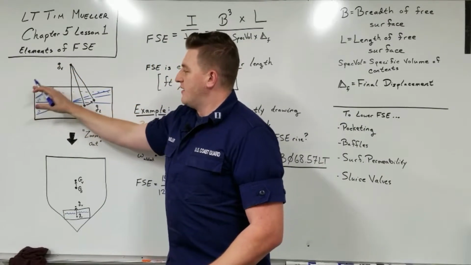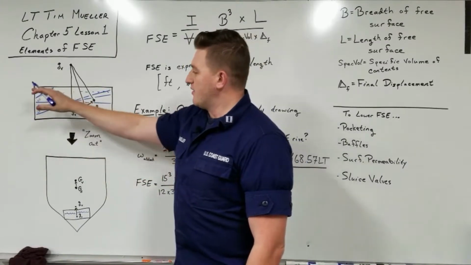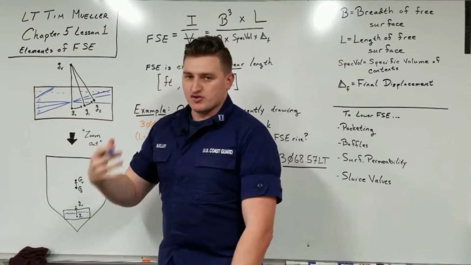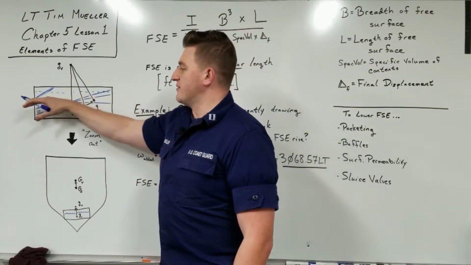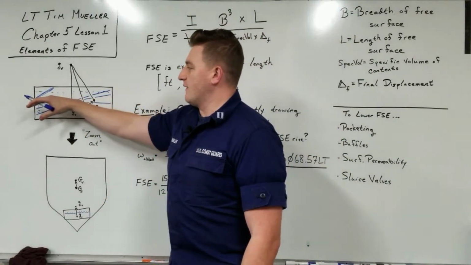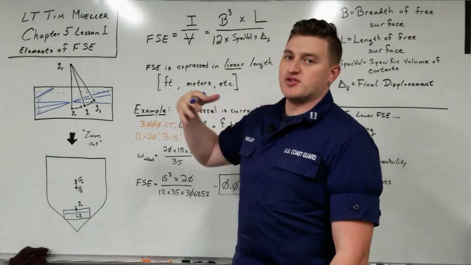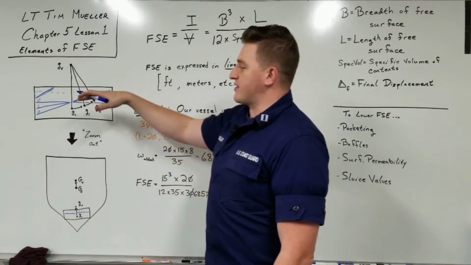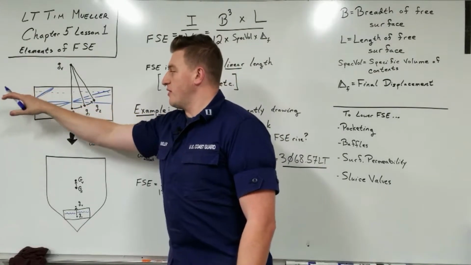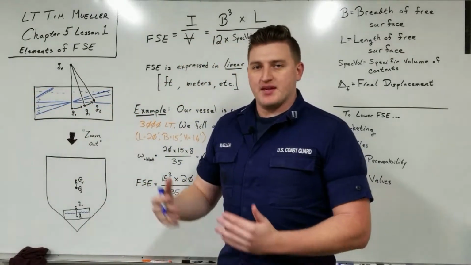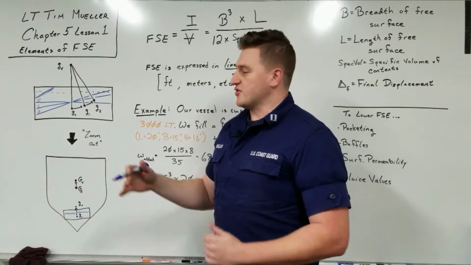Now that, for our free surface effect, would be the contributing width to the formula itself. Originally, for our initial stability, we would be right here, so that would be our contribution in initial stability. However, at small angles of inclination, that width is going to get smaller and smaller and smaller. Shallow pocketing is the same, but it's just in the opposite direction.